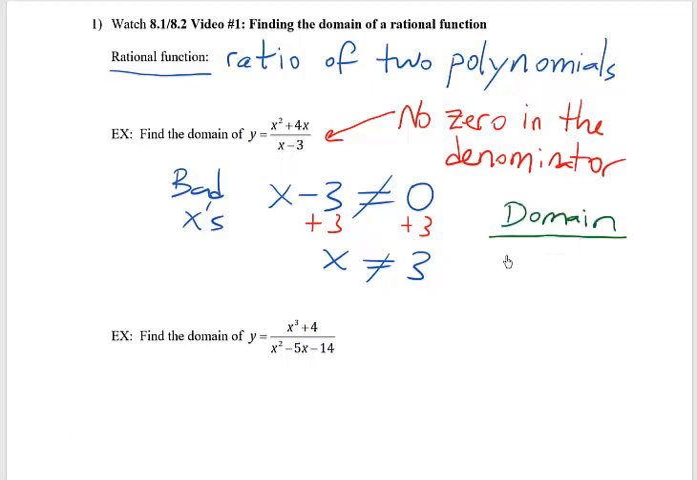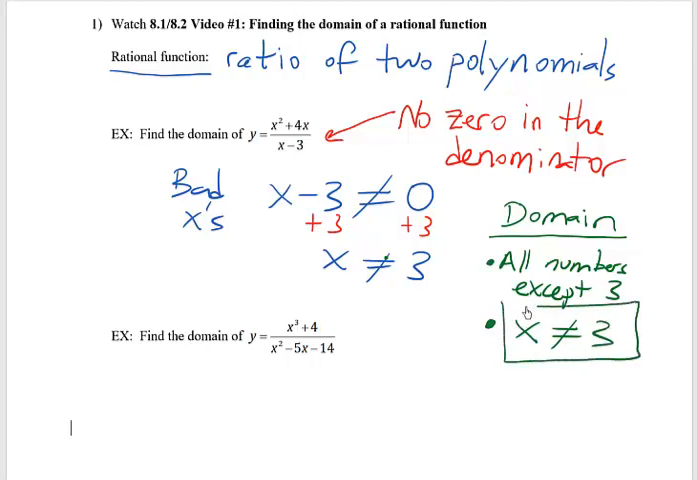Okay, so how do I give the final answer? Well, you could say it in words. You would just be writing all numbers except 3. Or you can write it just like we did as we were doing our work. x is anything but 3. And this is probably the standard math way of writing the domain. Again, what are we saying? We're saying you can put just about any number you want into this thing, just not 3.